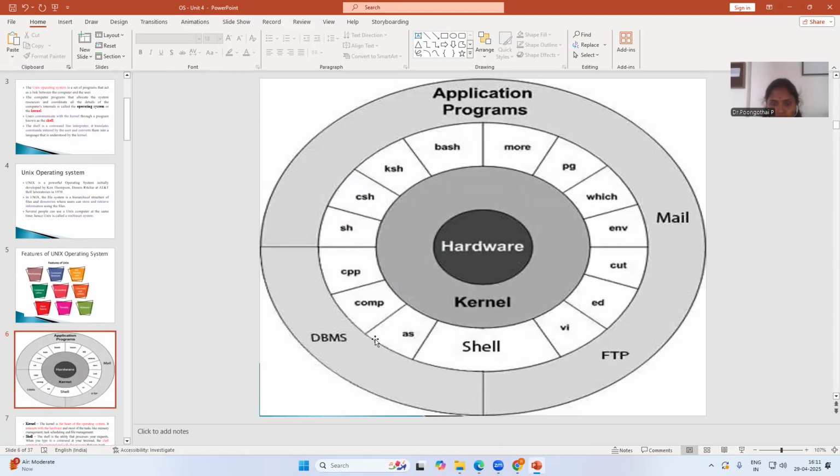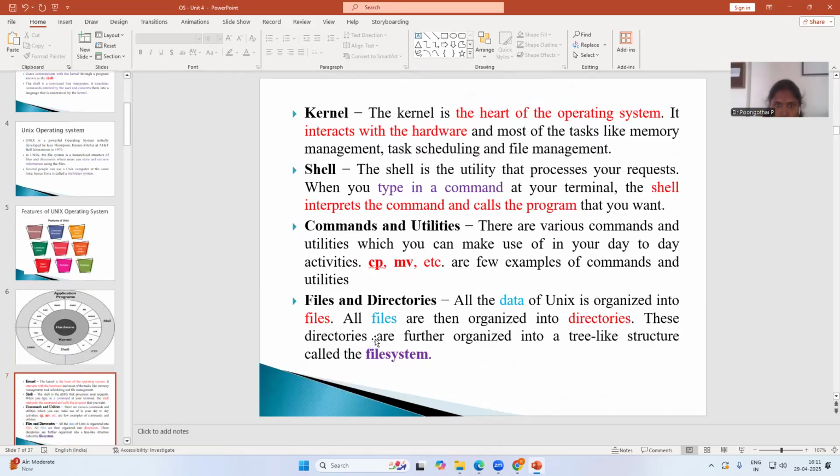These are some applications and programs used in the operating system, such as mail, FTP and DBMS. These are some application programs, and inside that there is the hardware, the kernel, and the shell. This is the entire structure of Unix in an operating system.